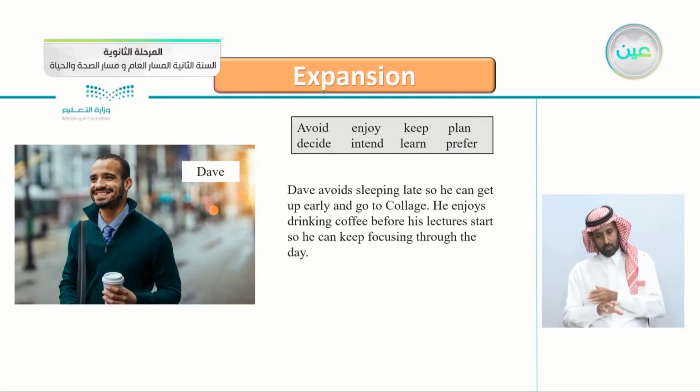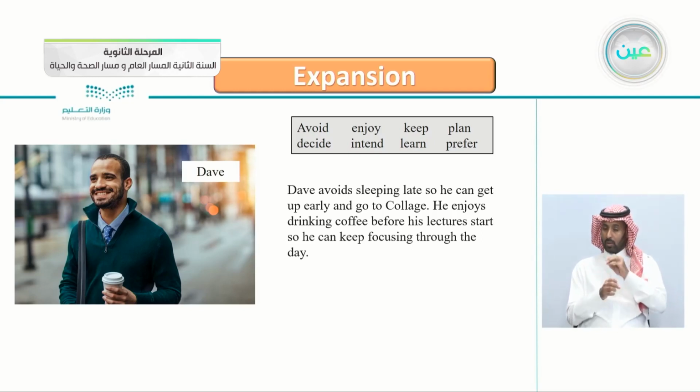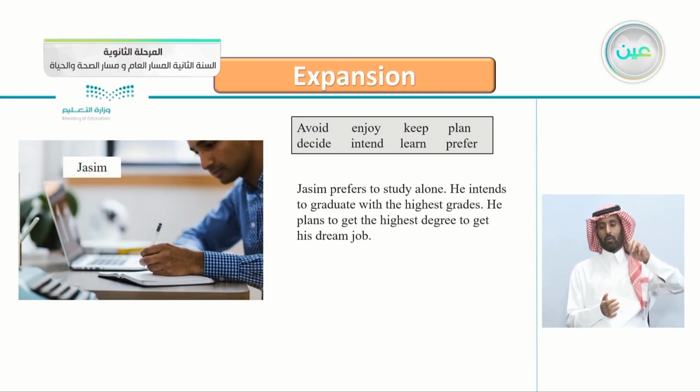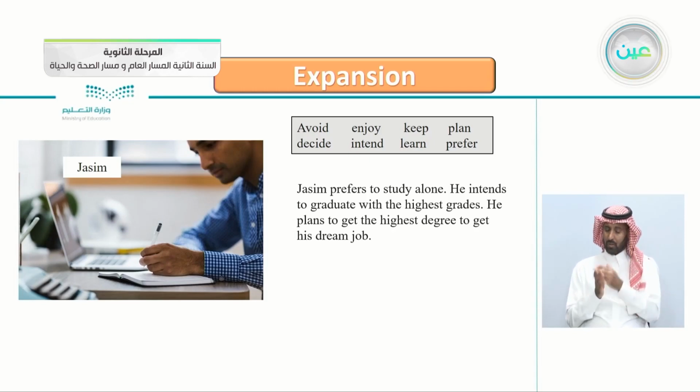late so he can get up early and go to college. He enjoys drinking coffee. From the picture, as you see here, he enjoys drinking coffee before his lectures start so he can keep focusing through the day. So you can use some of these in the paragraph. The next one here is Jasim. You can say Jasim prefers to study alone. He intends to graduate with the highest grades. He plans to get the highest degree to get his dream job.